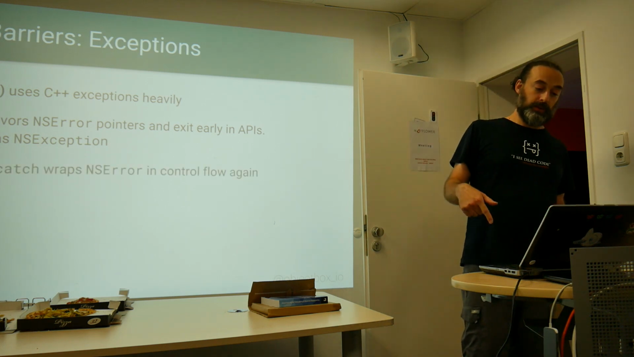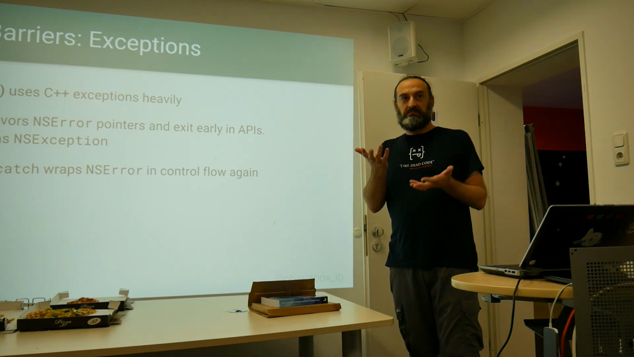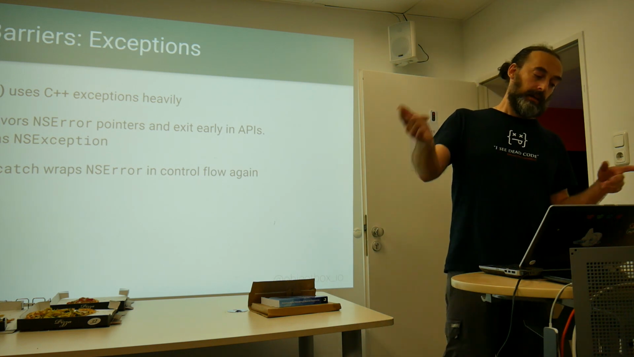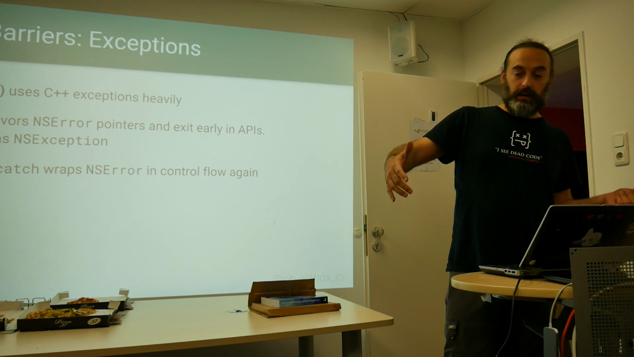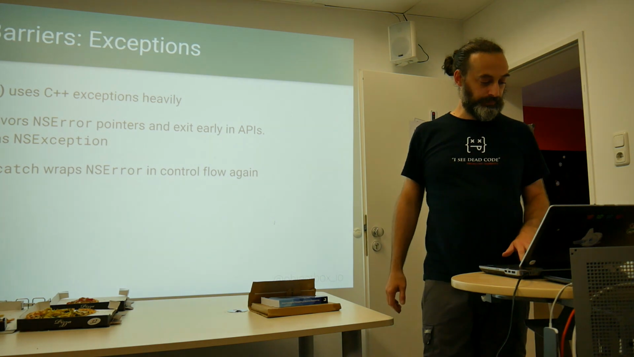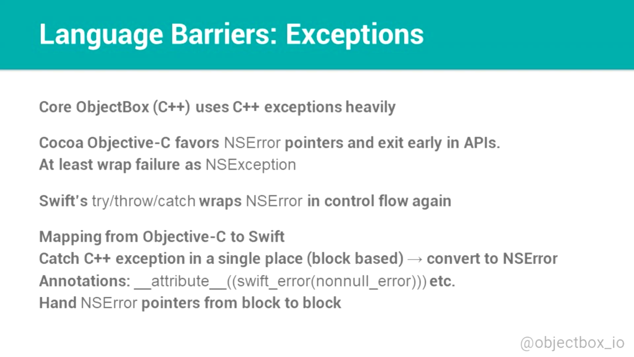Also, Swift has some exception thingy, which is not really exception, but it's nice syntax for wrapping NSError, something like this. So what we do, we catch C++ exceptions. So we have a single code point for that. We use blocks to do all the error handling in a single place. We say this is our block, please execute, and this method will do all the exception mapping.